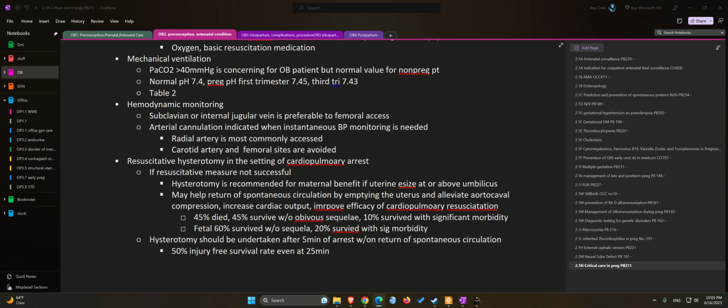In these resuscitative hysterectomies, 45% died, 45% survived without obvious sequelae, and 10% survived with significant morbidity. Fetal survival is 60% without sequelae, 20% survive with significant morbidity.